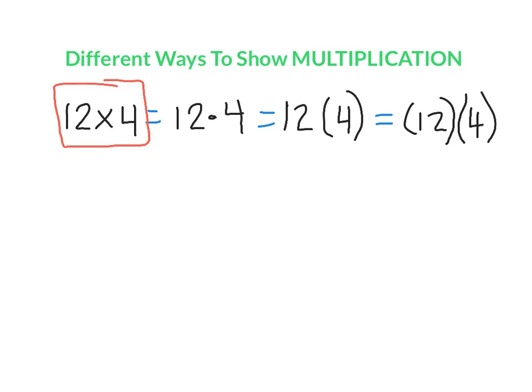I also want to remind you that when you see a number and a letter sitting right next to each other, that means to multiply. It doesn't matter what letter it is or what number it is. If it's sitting right next to each other, that means you're multiplying.